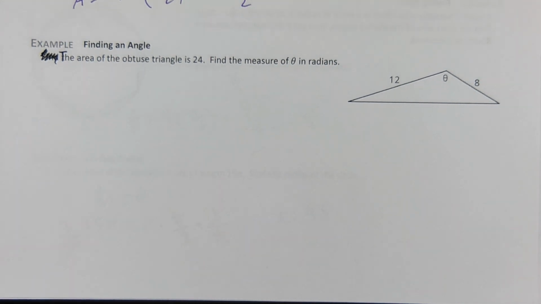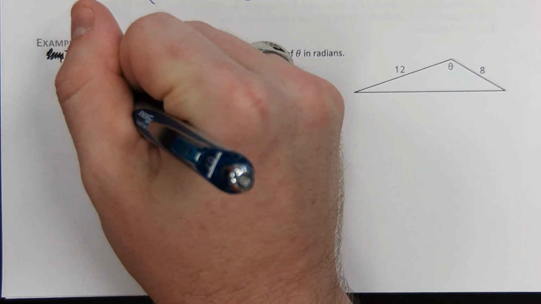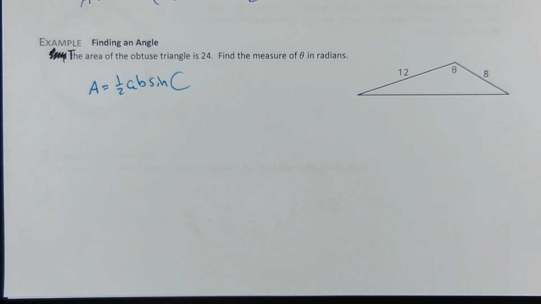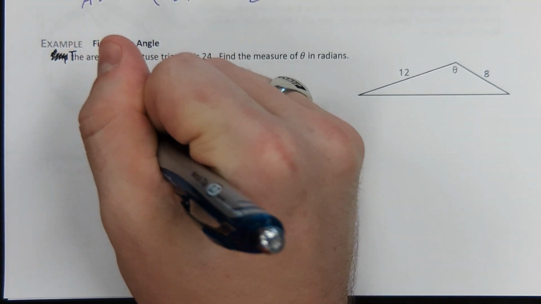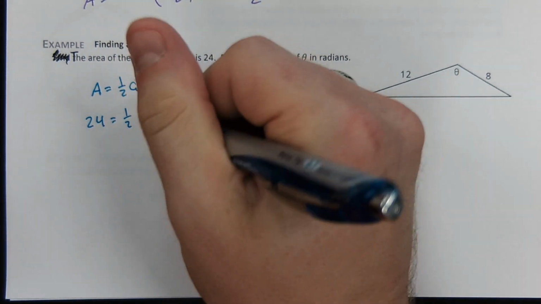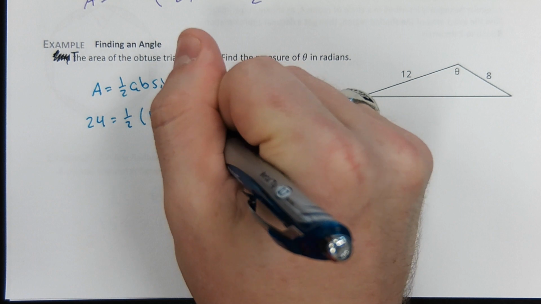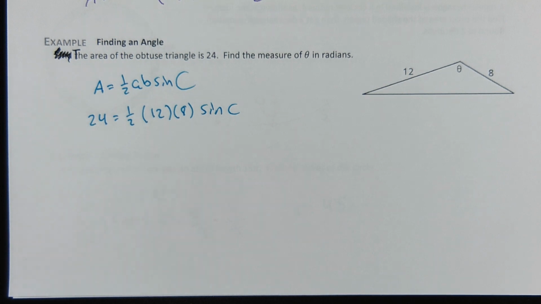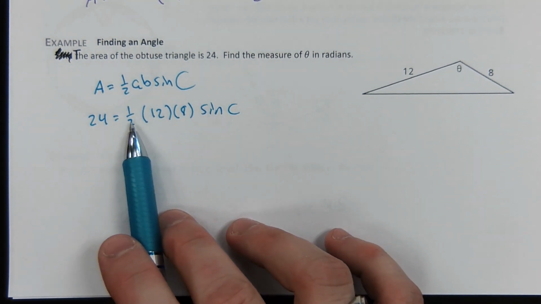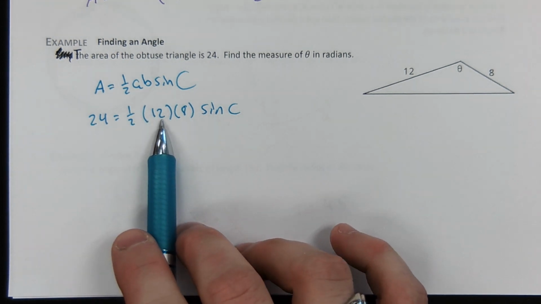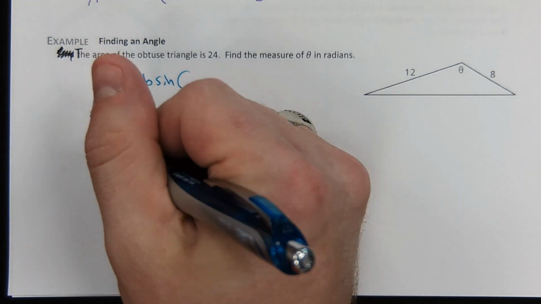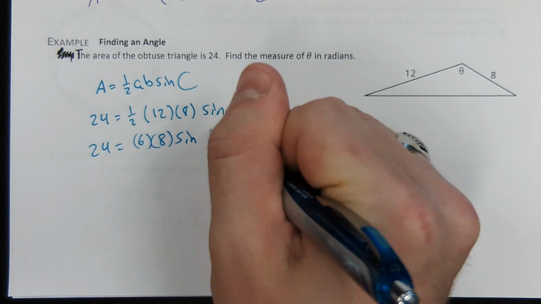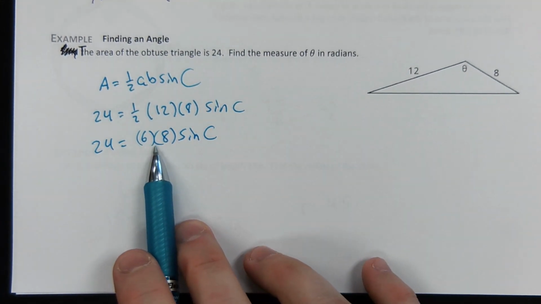You know we're going to be using that area formula, right? Area equals 1/2 AB sine C. We know that the area is 24. We know the two sides are 12 and 8. And you're not going to have a calculator, so rather than trying to figure out what 12 times 8 is and then cutting that in half, why don't you do half of 12? What do you get? 6. So this actually says 6 times 8 times sine of C, and Trenton already said 6 times 8 is 48.